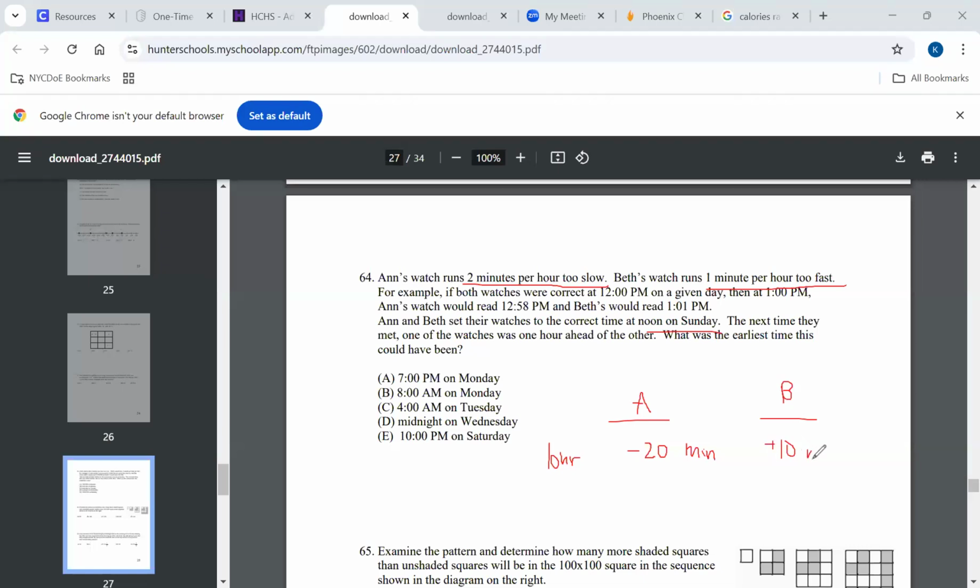How far away are -20 and +10? Well, -20 to 0 is 20, and then adding on another 10 makes them 30 minutes away from each other. That's half of the way we want it to go, because we want it 60 minutes. So let's see then what would happen in 20 hours. In 20 hours, Anne's watch is going to be 40 minutes behind, and Beth's watch is going to be 20 minutes ahead.